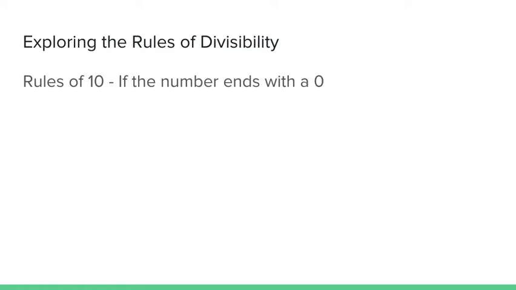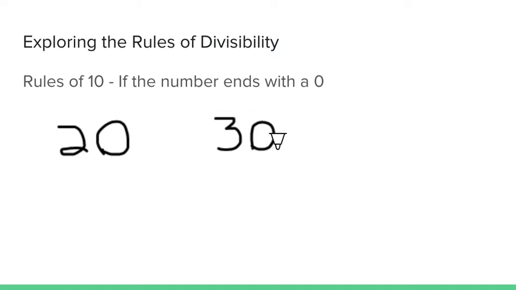Okay, and the last one, and this one's pretty straightforward and pretty easy. Any number that ends with a 0 is divisible by 10. Okay, it could be 10 itself, it could be 20, it could be 30,000 and 10. So long as it ends with a 0, it will always be divisible by 10.